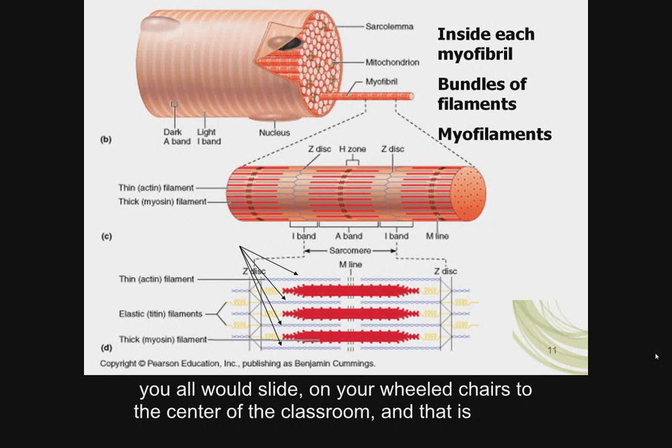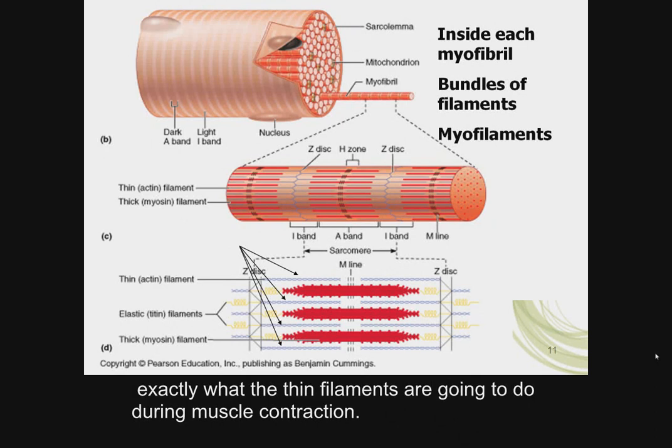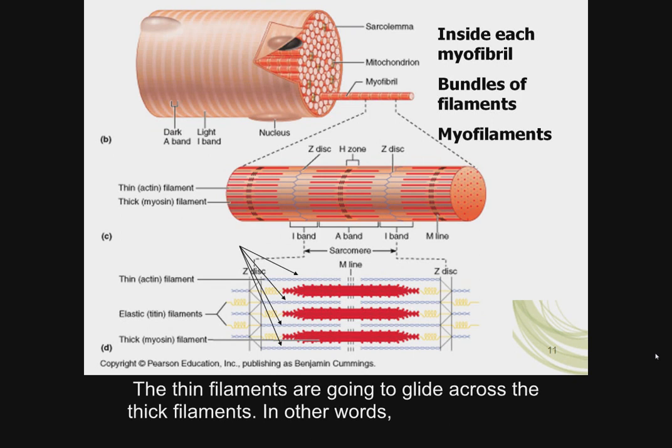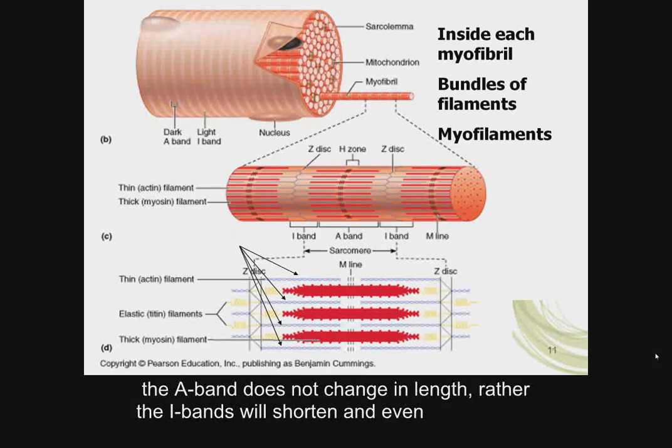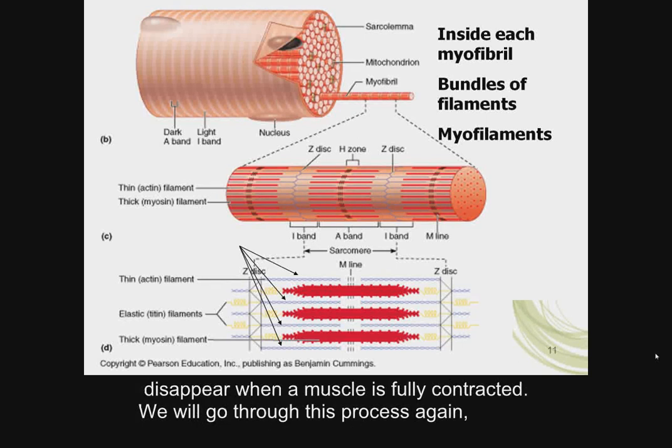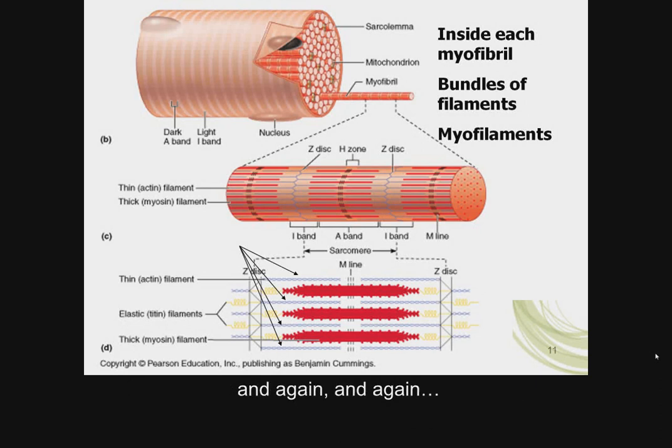Rather, you all would slide on your wheeled chairs to the center of the classroom. And that is exactly what the thin filaments are going to do during muscle contraction. The thin filaments are going to glide across the thick filaments. In other words, the A band does not change in length. Rather, the I bands will shorten and even disappear when a muscle is fully contracted. We will go through this process again and again and again.